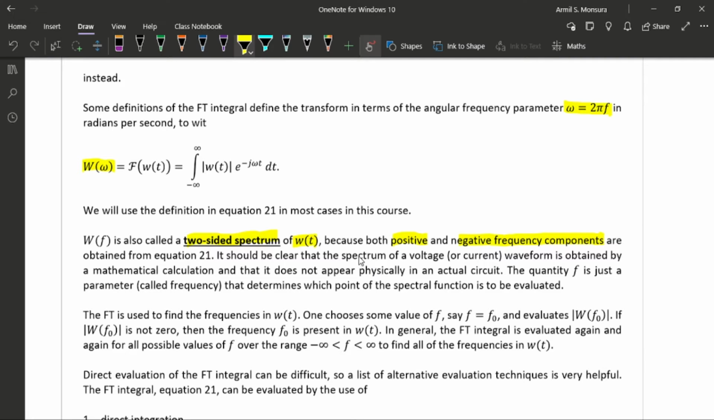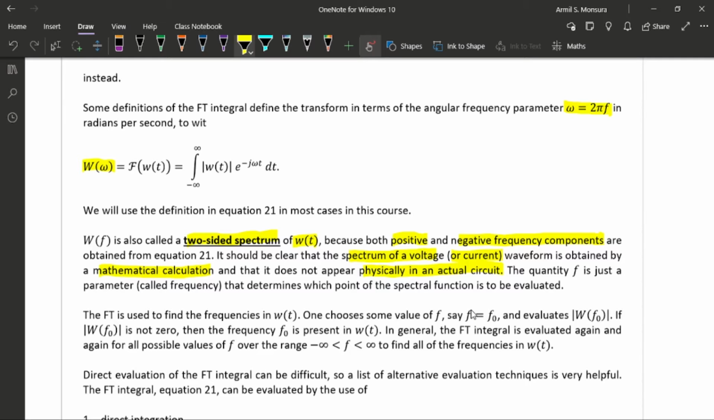It should be clear that the spectrum of a voltage or current waveform is obtained by a mathematical calculation, and that it does not appear physically in an actual circuit. Which means that if we evaluate the spectrum of a waveform, we're not actually measuring it, it's not actually on the circuit. What is on the circuit is the time domain waveform.